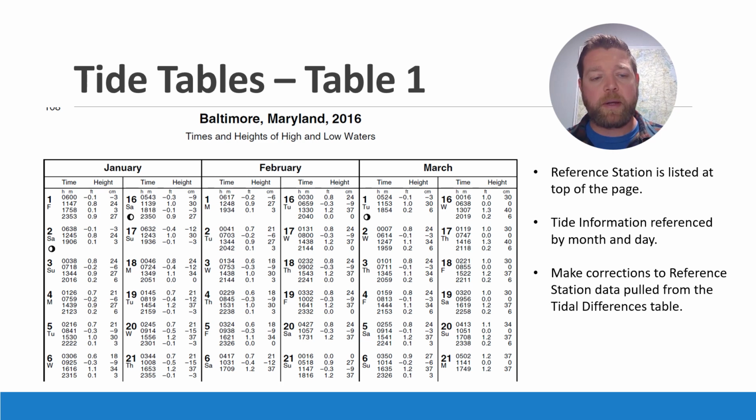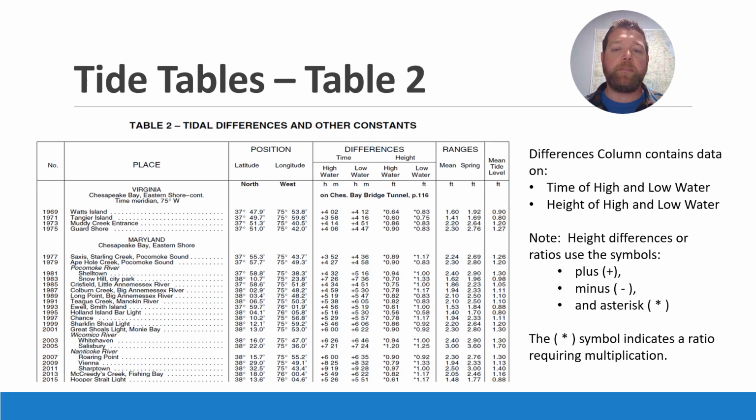All right, let's go take a look at table two. So table two is where we're going to come right after the index. If we look on the far left column, it says number. That is the number that you're going to get from the index for that station. So you go to the index, look up the location, get the reference number, come to table two, and find that number. The next column gives us the place, and then it gives us the position.